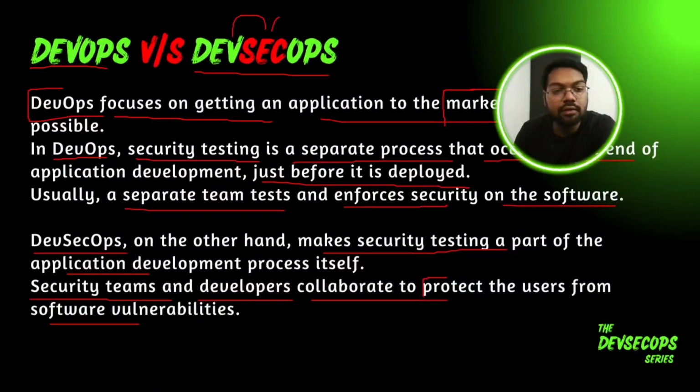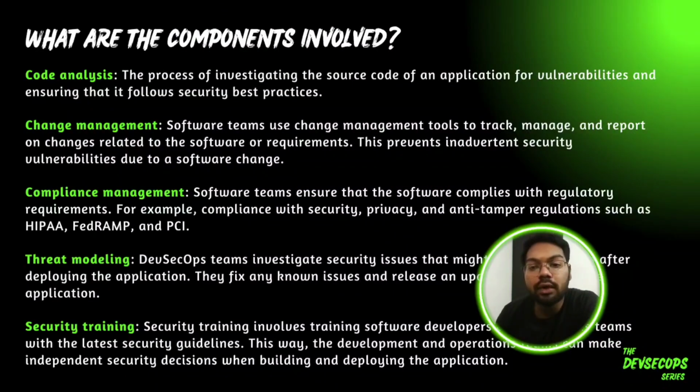So these two teams will sit together and discuss, okay, how we can ensure that security is applied beforehand. That is what we do. So now you need to know what are the different components involved if we talk about security in the SDLC. So code analysis, change management, compliance management, threat modeling, and security training. So let's talk about what are these different things.